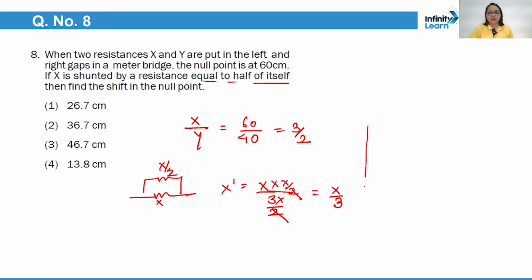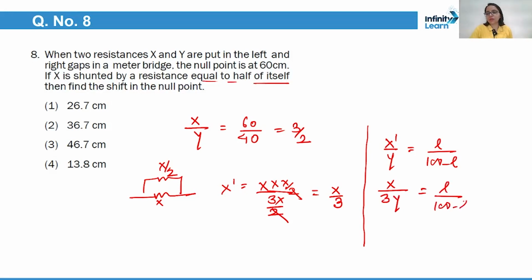So the balance point will, let's say, shift to L, right? So over here x dash upon y will be L upon 100 minus L. So x dash is x upon 3 divided by y, which is equal to L upon 100 minus L. But x upon y is 3 by 2, right? So it is 1 by 3 into 3 by 2 is equal to L upon 100 minus L.